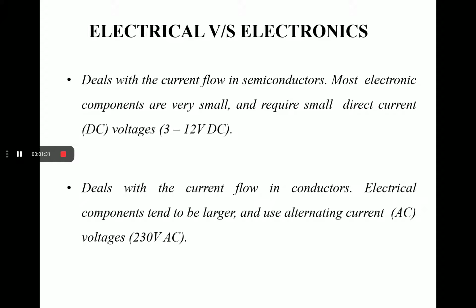And we know that electronics deals with the current flow in semiconductors. So that is the difference. Electrical engineering means the current flow is through the conductors, and if it is electronics engineering, the current flow is through semiconductors. Most electronic components are very small and require small direct current. Only 3 to 12 volt DC is used in an electronic circuit. But in an electrical circuit, the voltage range is high, so the current flow is higher.